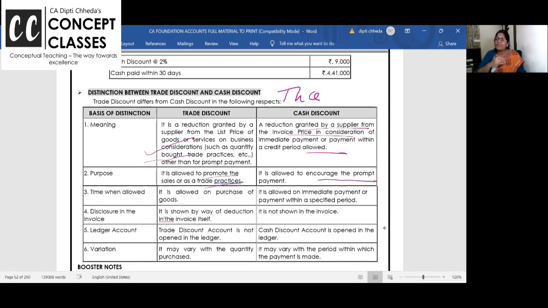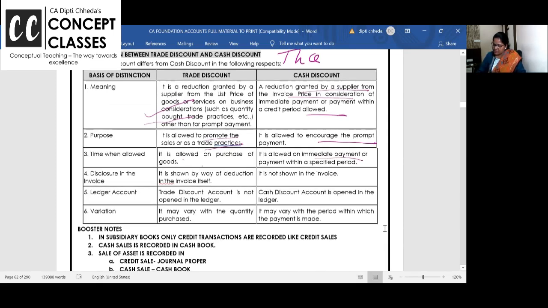What's the purpose of giving trade discount? It is customary, so that people buy more quantity. Why do you give cash discount? So that they are prompted to make payment fast. If you make payment within 10 days, we'll give you cash discount. Trade discount is allowed on purchase. Cash discount is done at the time of payment. Trade discount is not recorded in the books, and cash discount is adjusted at the time of payment. You need to open a separate ledger for cash discount. Trade discount का कोई ledger नहीं होता है.